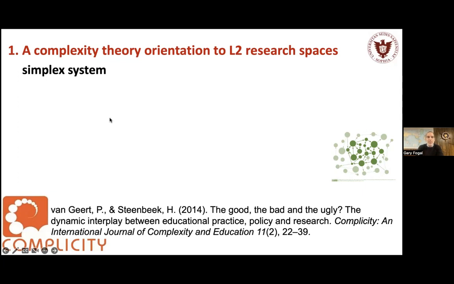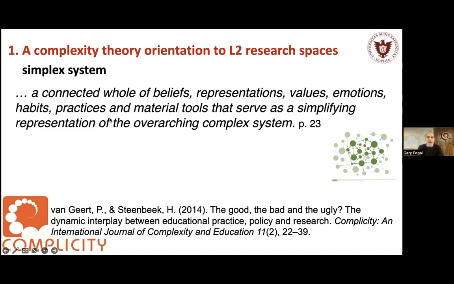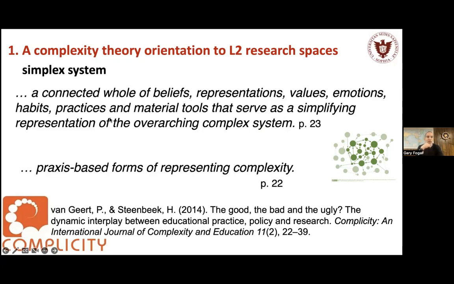More specifically then, a simplex system is defined by these authors as a connected whole of beliefs, representations, values, emotions, habits, practices, and material tools that serve as a simplifying representation of the overarching complex system. So what we get here is an initial step in trying to make sense of that messiness, what they describe as a praxis-based form of representing complexity. So what we're doing then is reducing the complex system to one that is simplex, one that we can be reasonably expected to handle, but one that still preserves all of the features of its, let's say, complex parents. So in this way, epistemically, we're still concerned with the relational principle, but we are concerned in ways that allow us to explore meaningful chunks of embedded space and, when necessary, meaningful chunks of time.